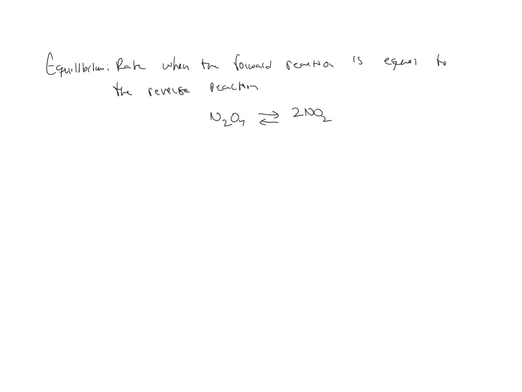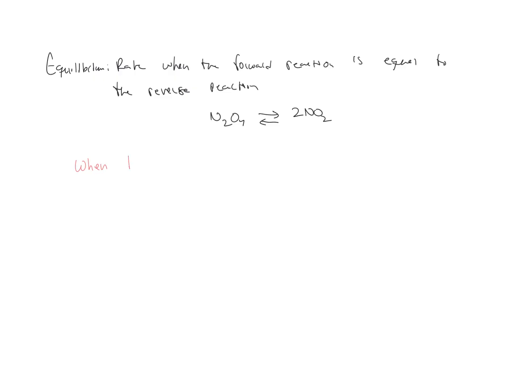which is the rate when the forward reaction is equal to the reverse reaction. In other words, if I have N2O4 going to 2NO2 at equilibrium, these arrows are the same size. As in, I'm making as much NO2 as I am making N2O4. They're proceeding at the same time, at the same rate.